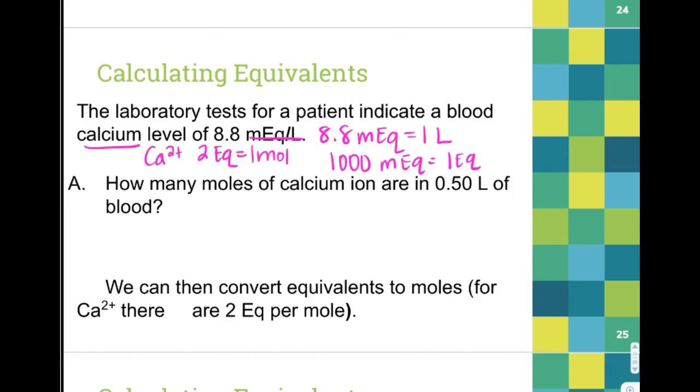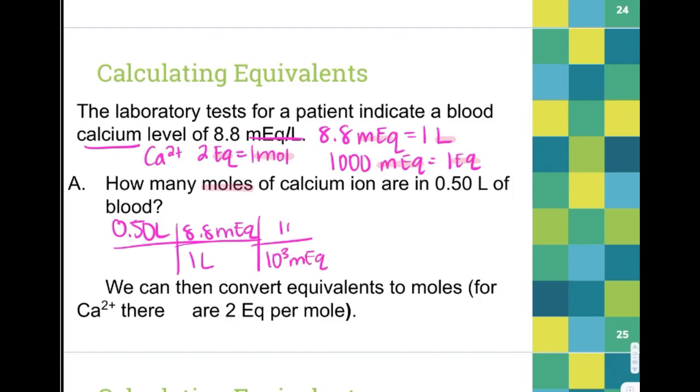So how many moles are in liters? So I'm trying to go from moles to equivalents, equivalents to milliequivalents, milliequivalents to liters. This will get me there, and I can set it up. So I have liters of blood. In 1 liter, you've got 8.8 milliequivalents. In 1,000 or 10 to the 3 milliequivalents, you've got 1 equivalent. And you've got 2 equivalents per 1 mole. And so we should get 0.0022 mole of calcium ions here.